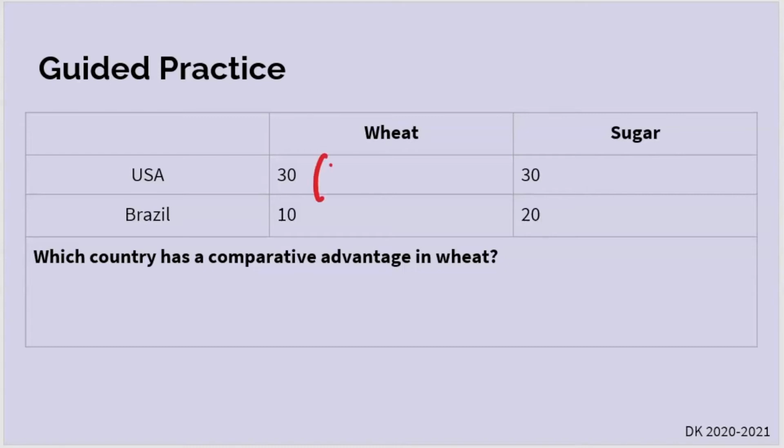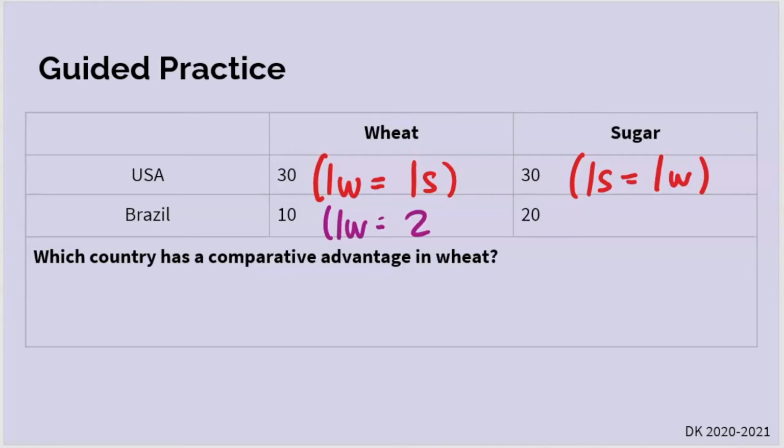Well, here, right, one wheat. Well, here we said it's the opportunity cost over the number of units gained. Well, here it's just 30 over 30, right? So one wheat is going to cost the United States one sugar, which means that one sugar is going to cost the United States one wheat to produce. Well, for Brazil, what is it? For Brazil, right, one wheat is going to cost them 2 sugar.